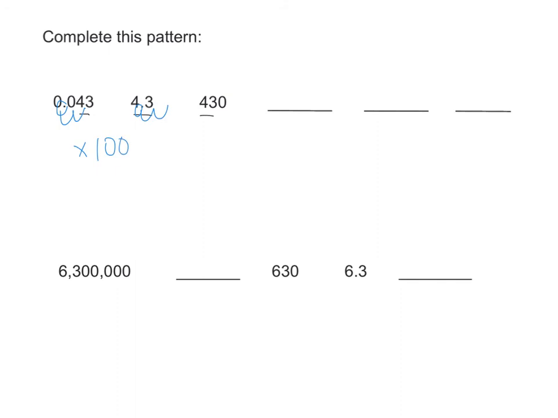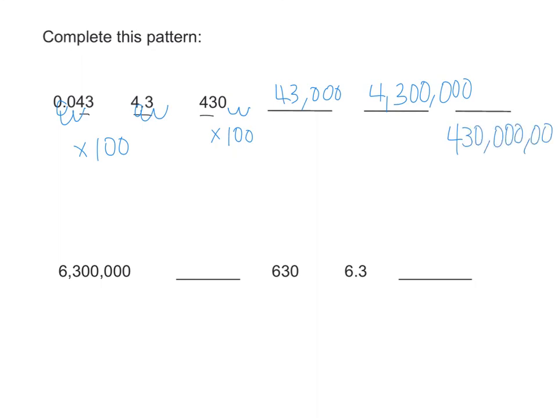So what would be the next number here? I would have to multiply 430 by 100, huh? So I'd have to move the decimal point 2 more spots over. What number would be next? 43,000. What number would be after that? 4,300,000. Oh wait, 4 million? Okay. 4,300,000. Then what would be the next number? 430 million. Very good.